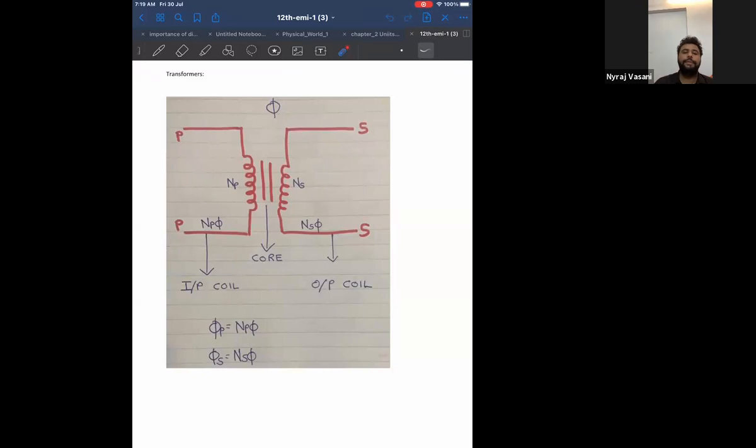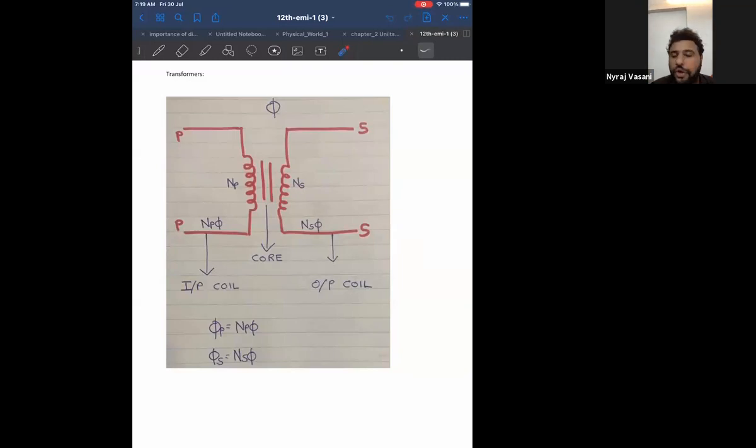And if the output voltage is lower than the input voltage, then we call that transformer a step-down transformer. So what does a transformer do? A transformer transforms input voltage. That means your output voltage will either be greater than the input voltage or lesser than it. If the voltage becomes greater than the input, it is called a step-up transformer, and if the voltage becomes lesser, it is called a step-down transformer.